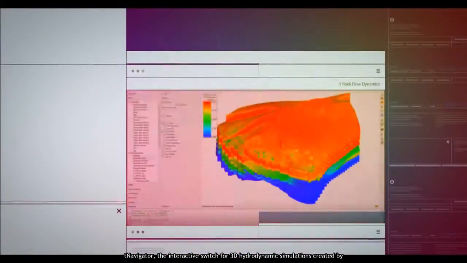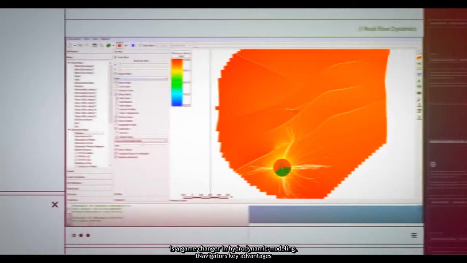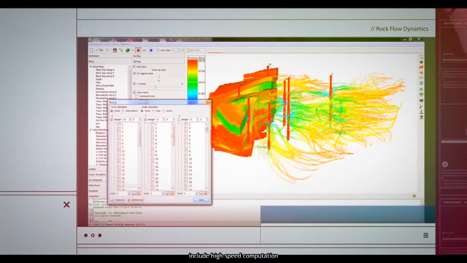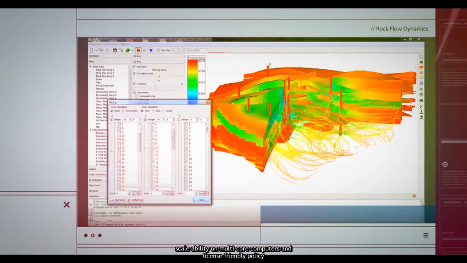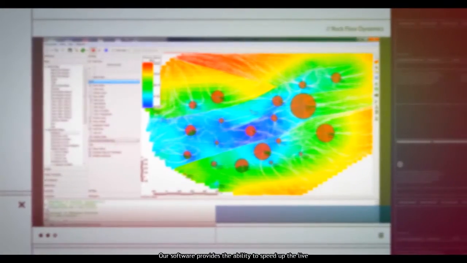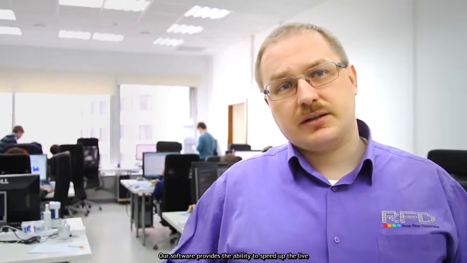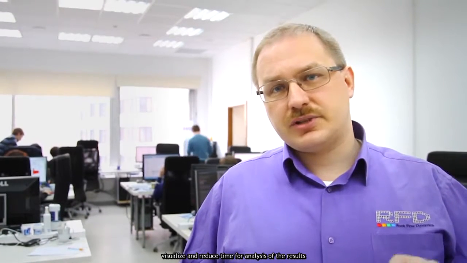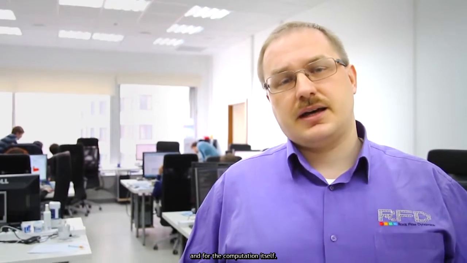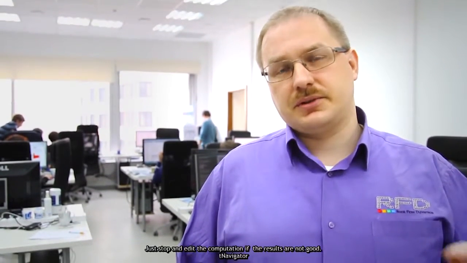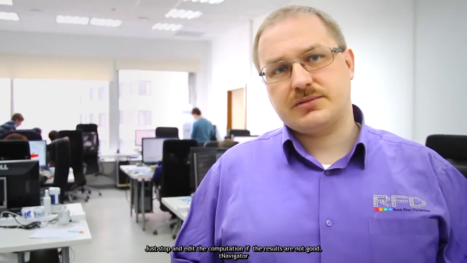tNavigator, an interactive suite for 3D hydrodynamic simulations created by Rock Flow Dynamics, is a game changer in hydrodynamic modeling. tNavigator's key advantages include high-speed computation, scalability on multi-core computers, and a license-friendly policy. Also, we provide the possibility of online interactive visualization of the computation process. It allows the engineer to visualize and reduce the time for analysis of the results and for computation itself, by stopping unneeded computations if the results are not good.